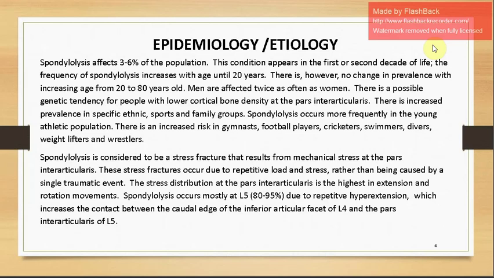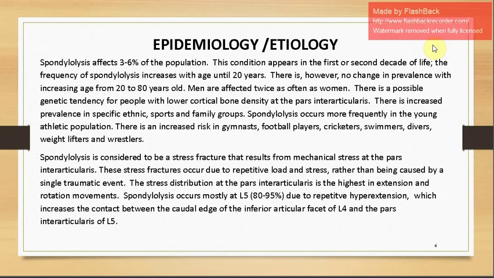Spondylolysis occurs frequently in the young athletic population, so those who are active in sports, like gymnasts, football players, cricketers, swimmers, divers, weightlifters, wrestlers. It is considered to be caused by a stress fracture that results from mechanical stress at the pars interarticularis. These stress fractures occur due to repetitive load and stress over a long period of time, rather than being caused by a single traumatic event.